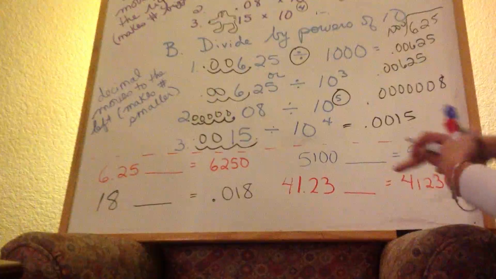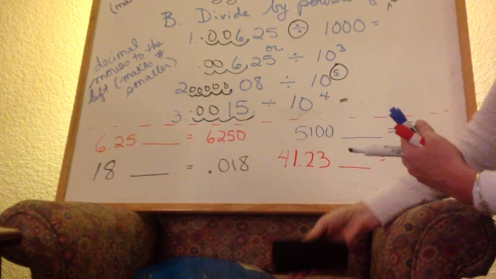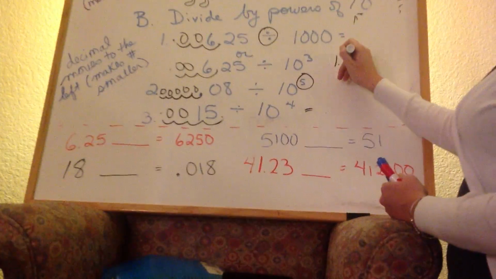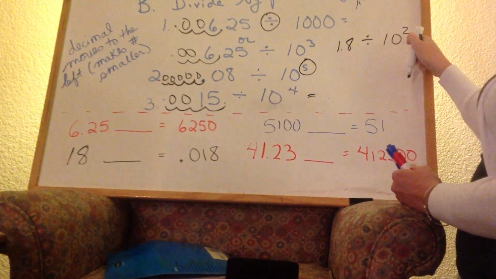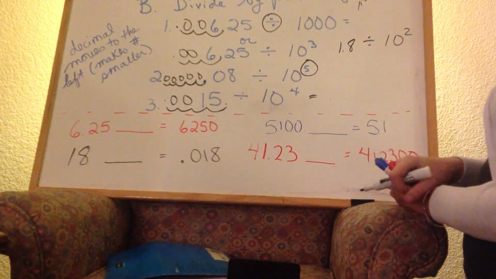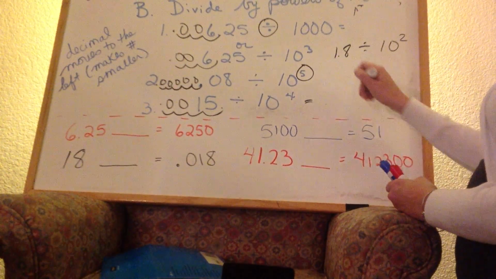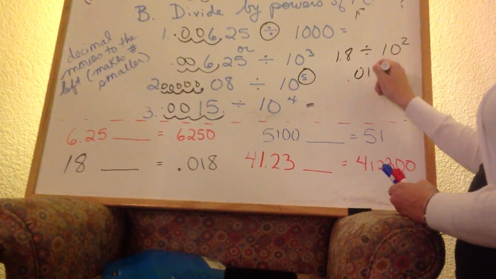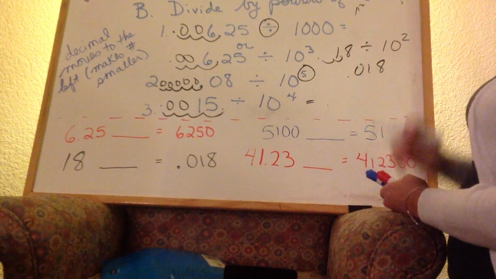Okay, so let's have you try one now. I'm going to erase this. And I'm going to say 1 8/10 divided by 10 squared. Remember, 2 just means squared. So which way should we go and how many places? If you said your answer was 18 thousandths, that's correct. You should move it to the left twice.